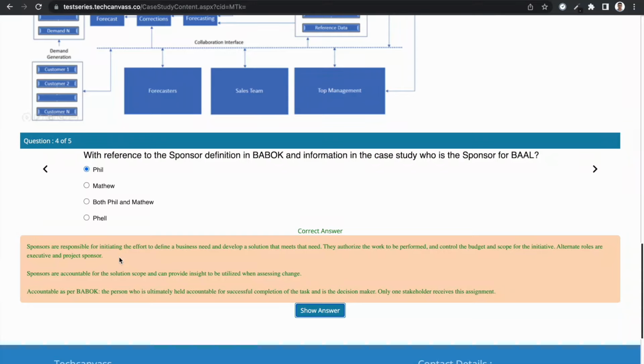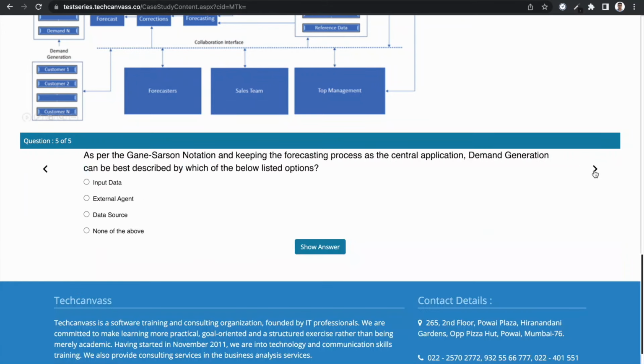Even the explanation says the same. Sponsors are responsible for initiating the effort to define a business need and develop a solution that meets that need. They authorize the work to be performed and control the budget and scope for the initiative. Alternative roles are executive and project sponsors. So it is the accountability part for the sponsor, and Phil is the person. Let's look at the fifth question.